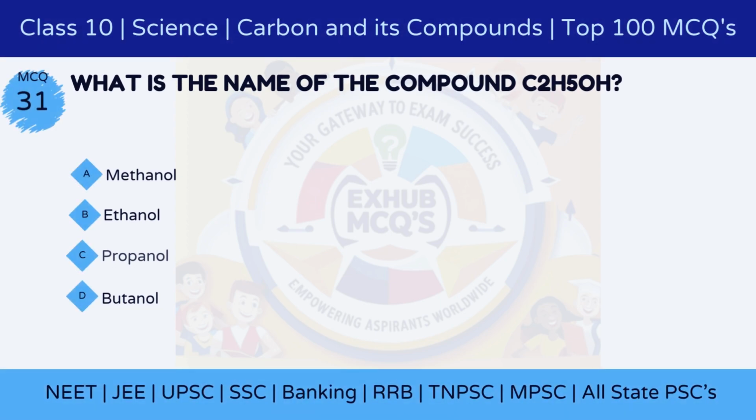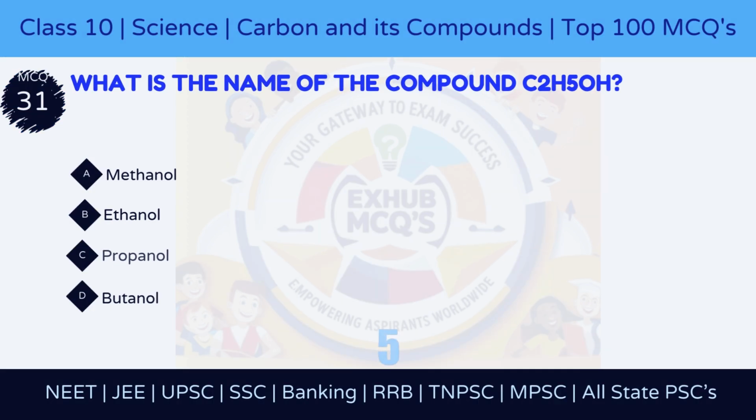MCQ 31. What is the name of the compound C2H5OH? Option A, methanol. Option B, ethanol. Option C, propanol. Option D, butanol.